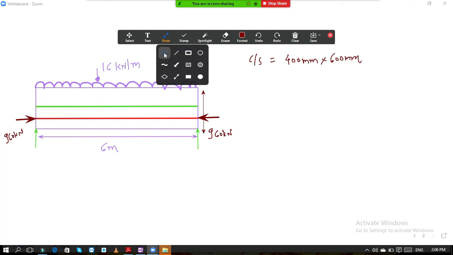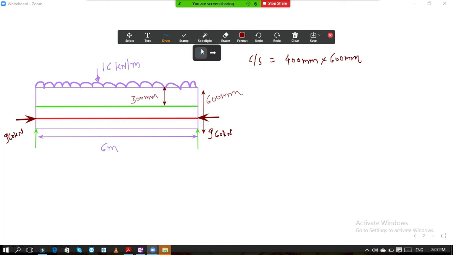This total is 600. Now what is the distance from neutral axis? So this distance will be 300 mm. So if this is 300 mm, this total also 300 mm.